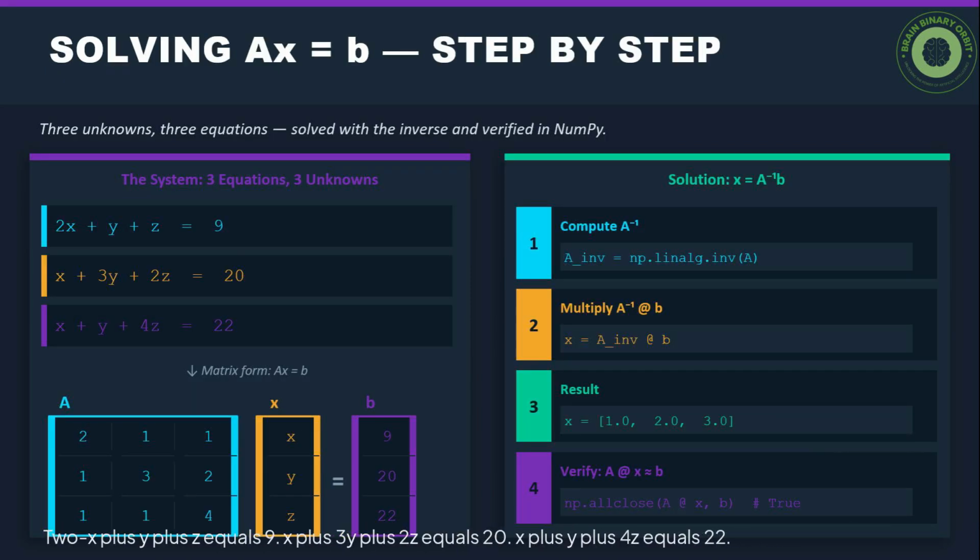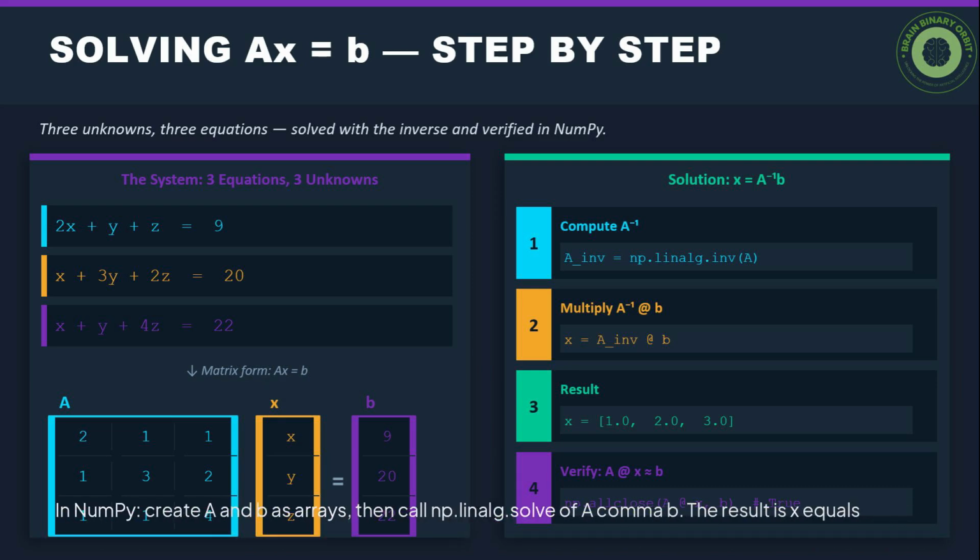2x plus y plus z equals 9. x plus 3y plus 2z equals 20. x plus y plus 4z equals 22. Write this as A X equals B. A is the coefficient matrix, X is the vector of unknowns, B is the right-hand side.